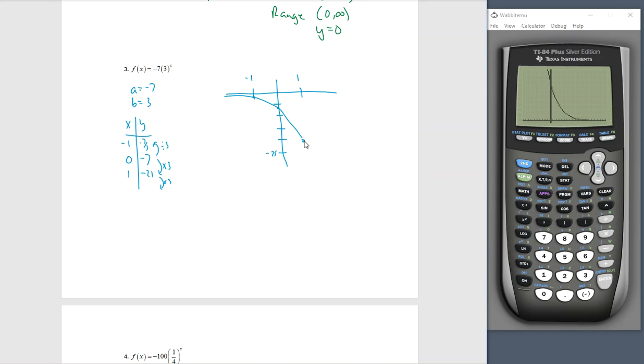Do your best to make it a nice sloping graph. Sometimes it gets a little crazy, but it's not line segments. Try to make it a nice smooth curve. And as always, you can check it on your graphing utility.